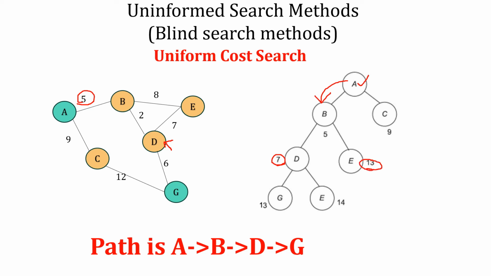Now considering the two path costs, we find the cost to reach D is minimal. So from B we go to D. Now from D, there are two nodes which are reachable. One is the goal node, the other one is E. So from D we go to the goal node G. The total cost to reach G would be the sum of the cost required to reach D, then the path cost from D to G, which is 6. So 7 plus 6 is 13. The path is A, B, D, G and the path cost is 13.